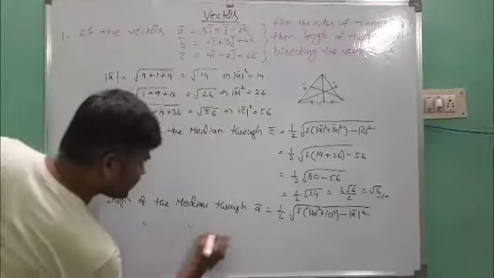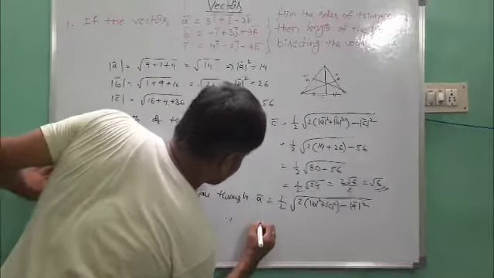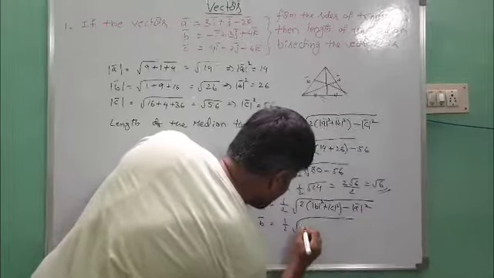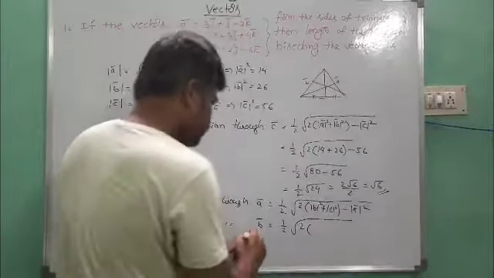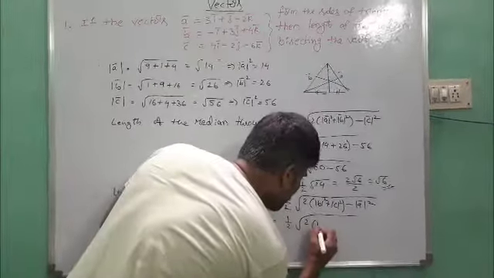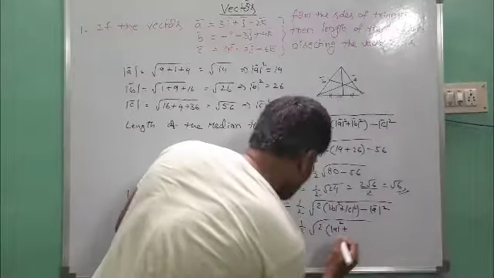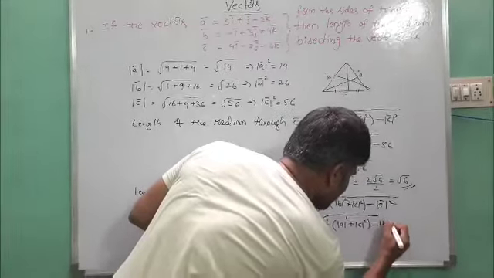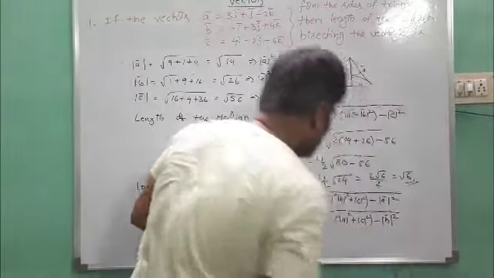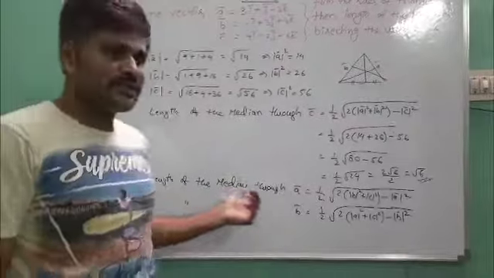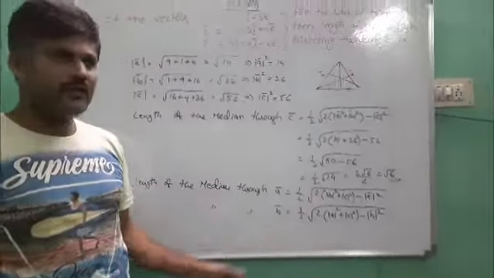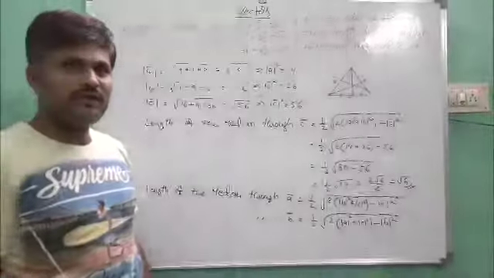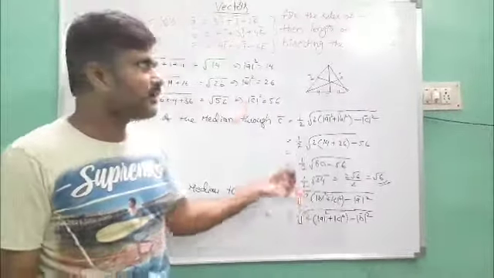Similarly, the length of the median through b bar equals 1 by 2 into square root of 2 into mod a bar square plus mod c bar square minus mod b bar square. So these are the formulas for the length of the median through a bar and b bar. Using these formulas, find the remaining lengths also. So this is the solution for this problem.